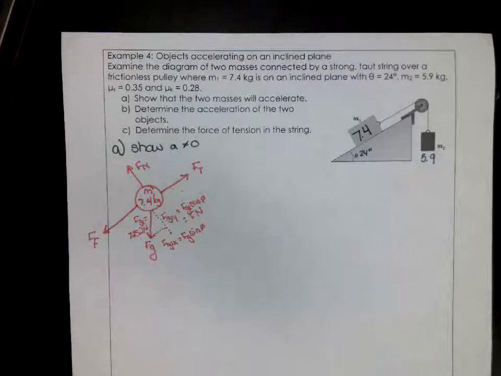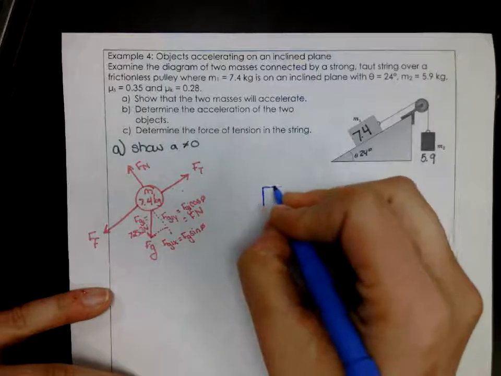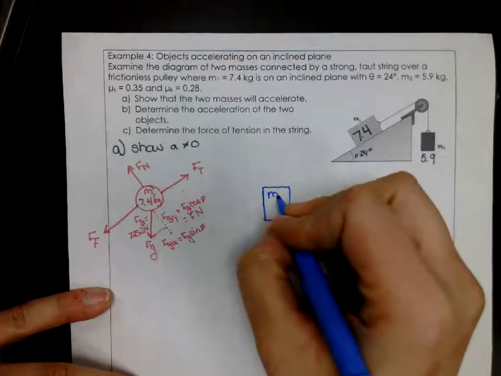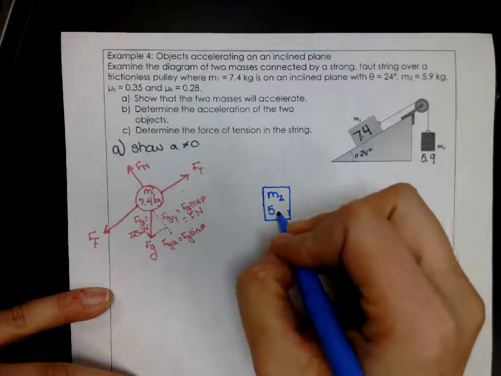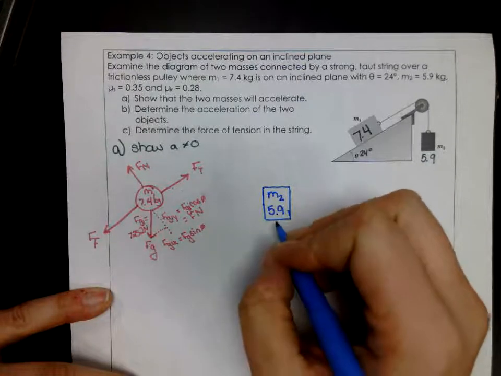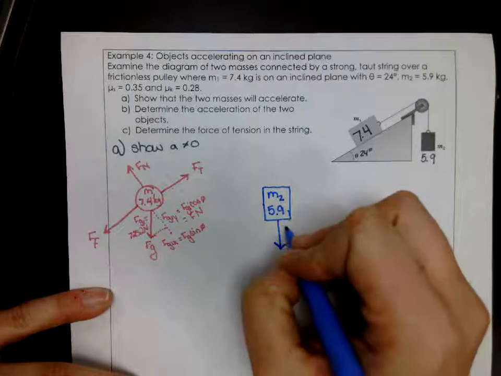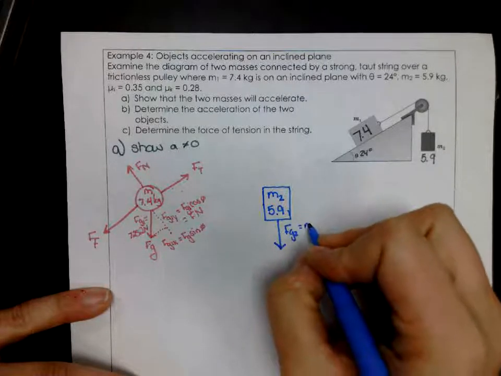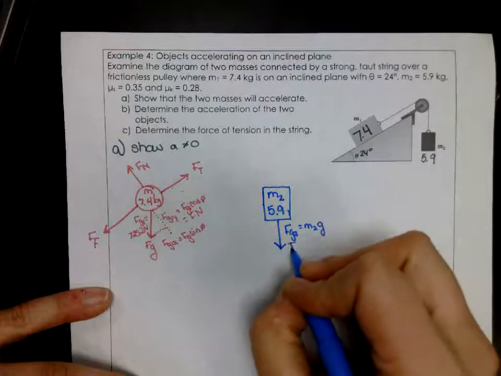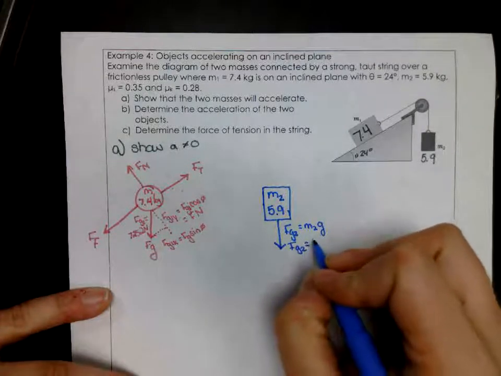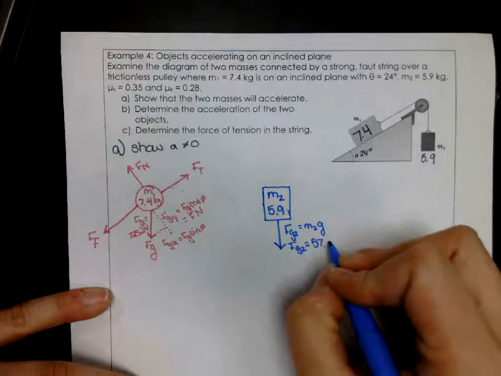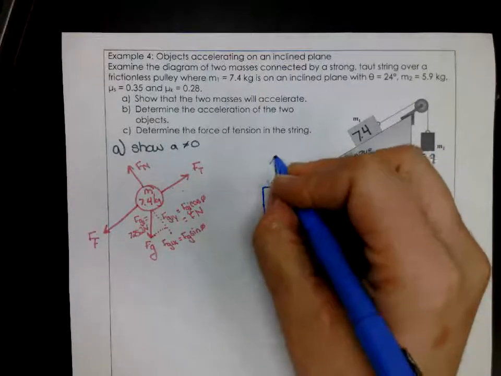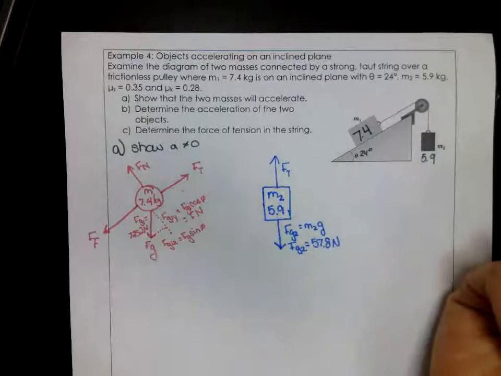For my second diagram, I have a mass that's 5.9 kilograms. The force of gravity is pulling down on it. That's equal to mass 2 times gravity. So the force of gravity 2 is equal to 57.8 newtons. I have the force of tension pulling up.